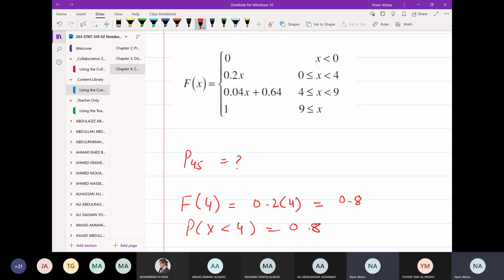Now, if 4 is the 80th percentile, if the required thing is anything above 80, like 90th percentile, it should be above 4. 70th percentile should be below 4. 20th percentile should be below 4. So accordingly, you will use the first part or the second part. Doctor, what if he asked about 80th percentile? 80th percentile is 4. It is 4. Yeah.